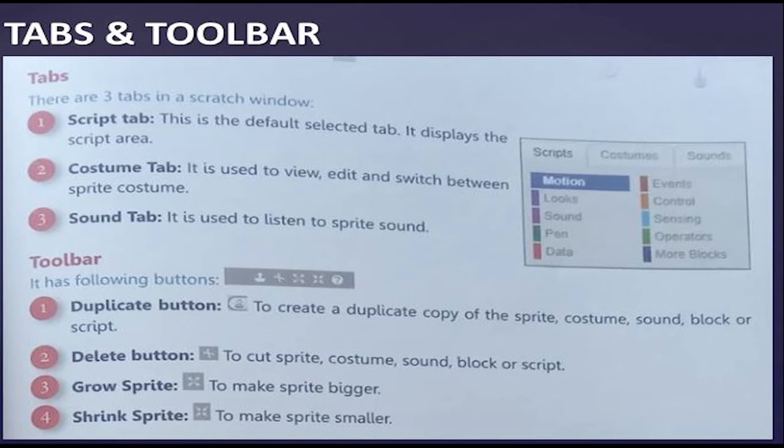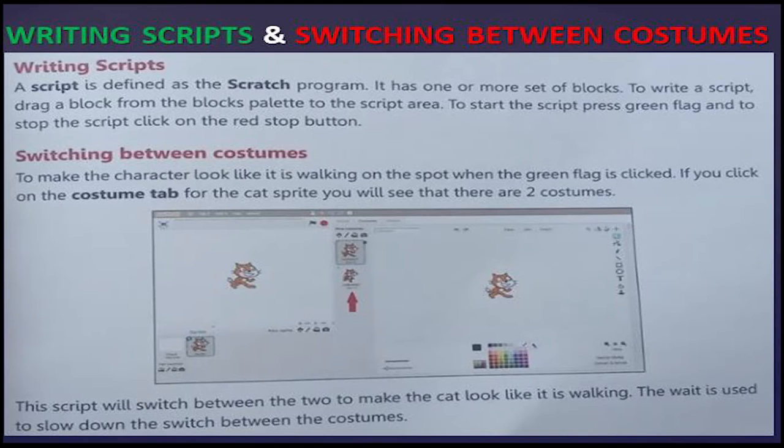Next one is the toolbar. It has four buttons. First one is the duplicate button to create duplicate animated characters. If one sprite is there and you want to make duplicates, you can use the duplicate button. Next one is delete. You can delete a script or your sprite by using the delete button. Next one is grow. As the name suggests, it will make your sprite bigger. Shrink will make the sprite smaller. So these are all the toolbar buttons present in the Scratch software. Next one is writing scripts and switching between the costumes.